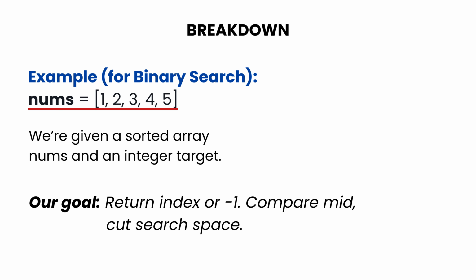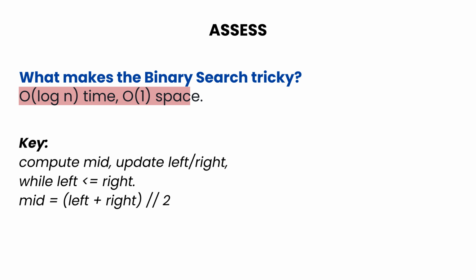We're given a sorted array nums and an integer target. Return the index of target if found, otherwise return -1. Because the data is sorted, we can eliminate half the search space each step by comparing the middle element to the target. Binary search runs in O(log n) time and O(1) space, way better than a linear scan. Key pitfalls: computing mid, updating left and right correctly, and using while left <= right to avoid infinite loops. We'll return as soon as nums[mid] equals target, else move the appropriate boundary.